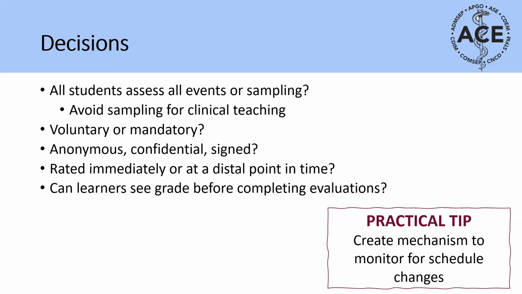You have to think about the timing, like are people rating things right away after the lecture, or are they doing it at the end of a clerkship block? And can learners see their grade before completing evaluations? And then just practically, you also need to think about how you adjust for when a lecturer changes, or, you know, in the past 3 years, somebody gets COVID and can't ward attend. So how do you monitor to make sure that you're updating the evaluations when there are schedule changes?